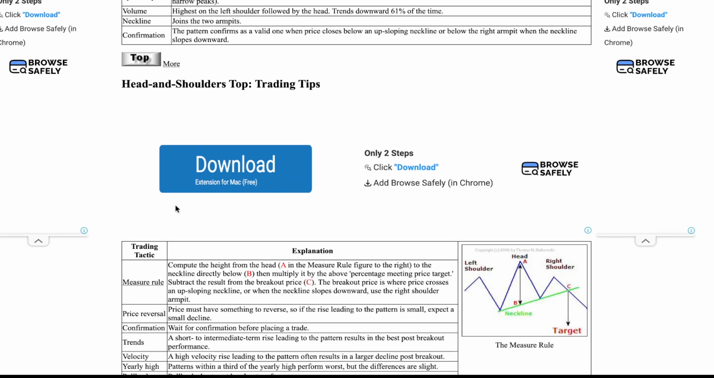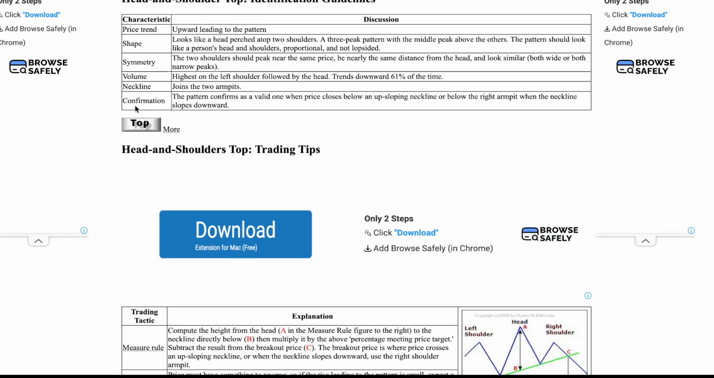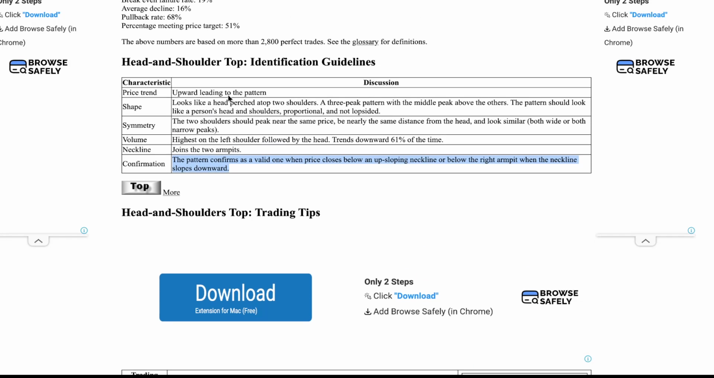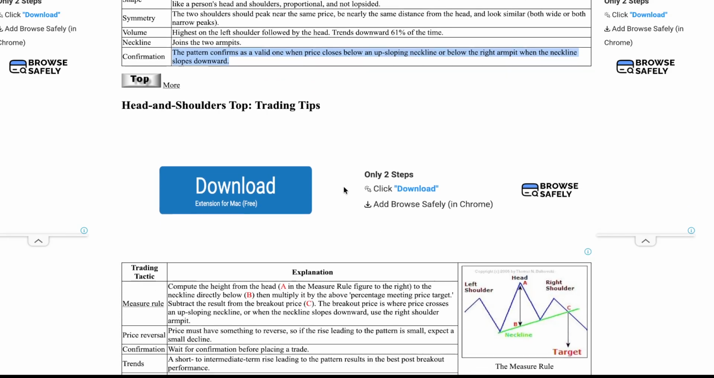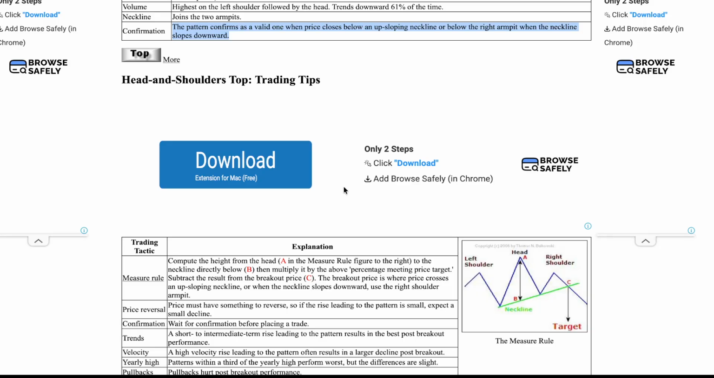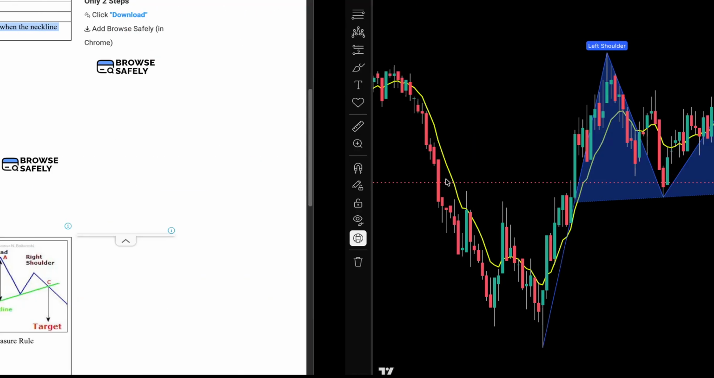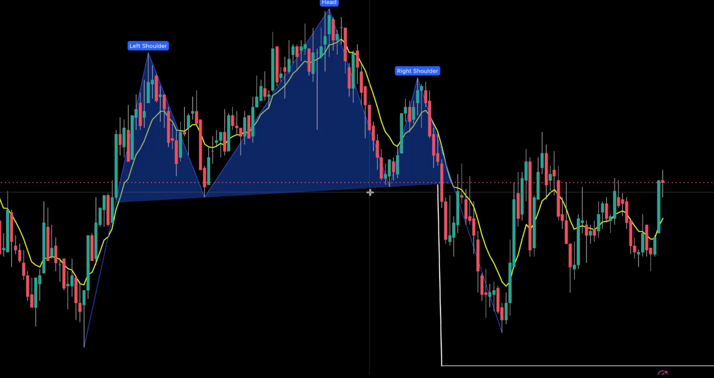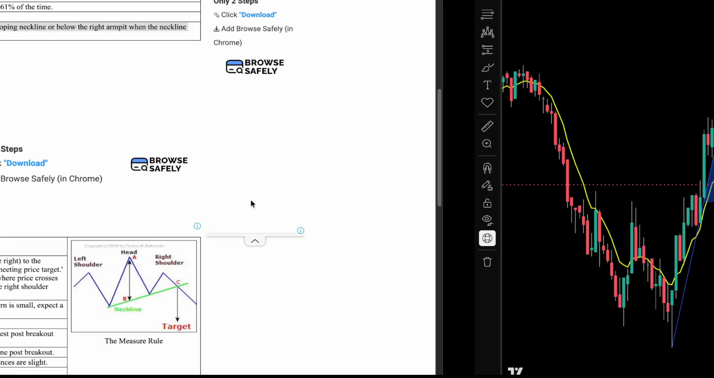So a couple of things. Confirmation is always good to read this one. The pattern confirms is valid when price closes below an upsloping neckline or below the right armpit when the neckline slopes downward. So this is one of the sloping things I think he talks about in one of these places here. But the big idea here is that for this head and shoulders pattern, typically there's a slope to it. So you can see this one's slightly sloping in the upward direction.